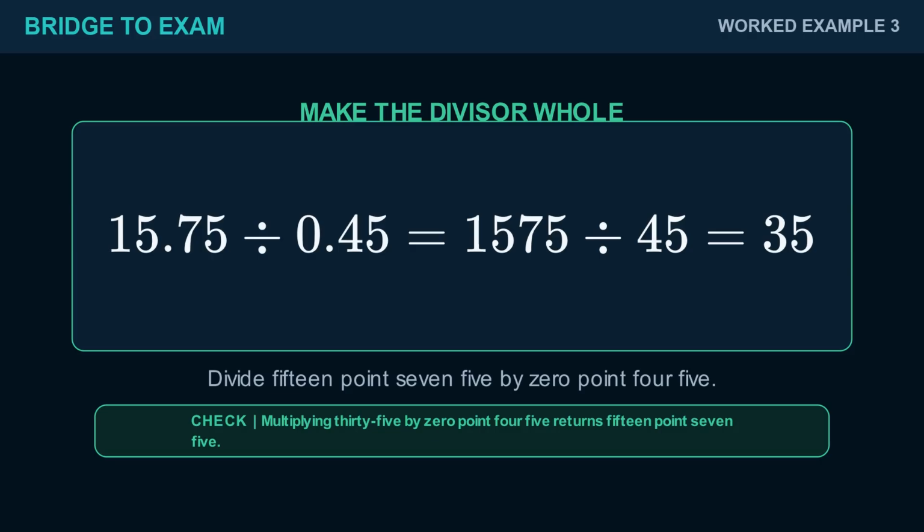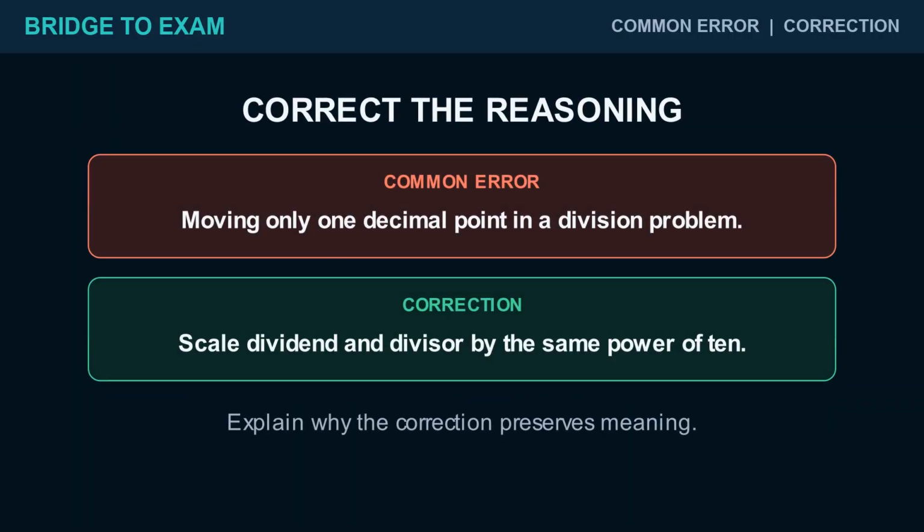Worked example 3. Divide 15.75 by 0.45. Move both decimal points 2 places so the divisor becomes 45. The equivalent quotient is 1575 divided by 45, which equals 35. Check. Multiplying 35 by 0.45 returns 15.75.